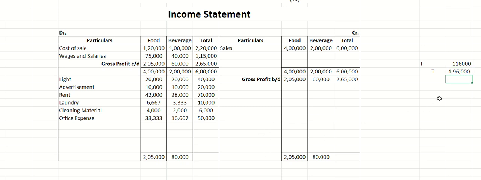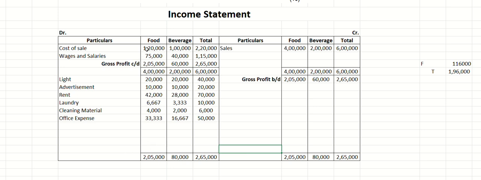Now we know 2,65,000 is more than 1,96,000. That means what? Our business in total has more income than the expense. So we can write 2,65,000 as the total on both sides. Okay, now we can close this by writing whether we had made a profit or loss.